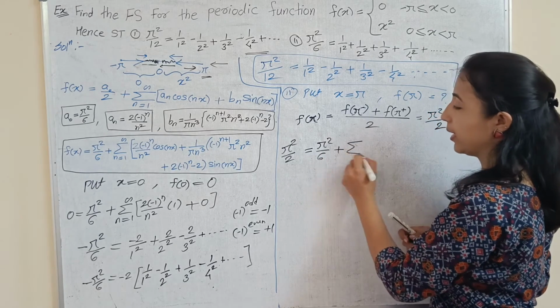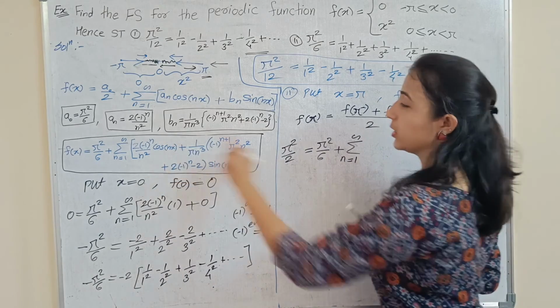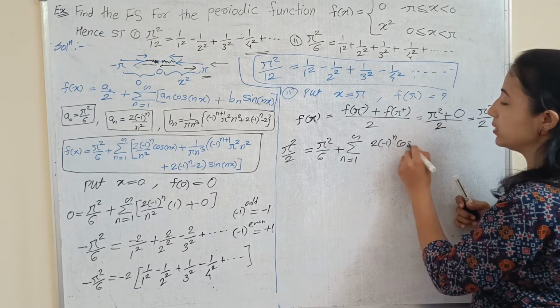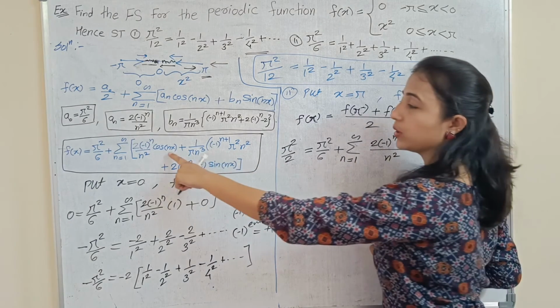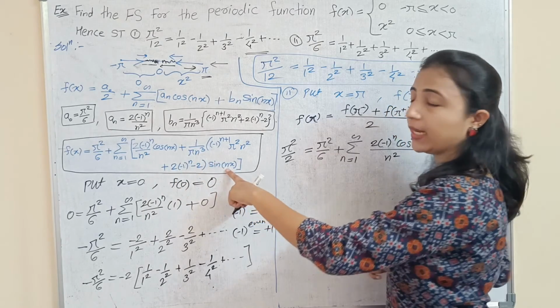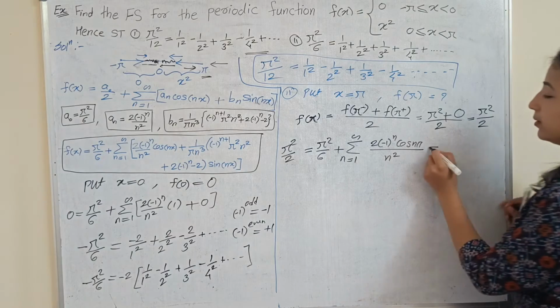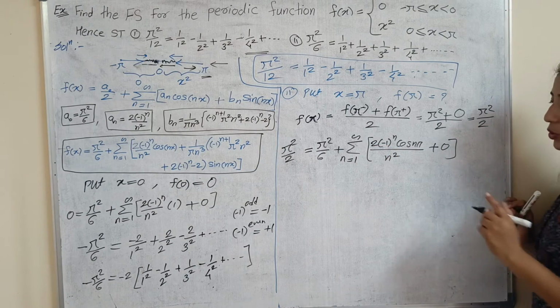plus summation n varies from 1 to infinity. N is, we are putting pi, so it is 2 minus 1 raised to the power n cos n pi divided by n square. X is pi, so it is cos n pi, and sin n pi is 0. So again this whole second term is 0. So here this is 0. Now cos of n pi is minus 1 raised to the power n.